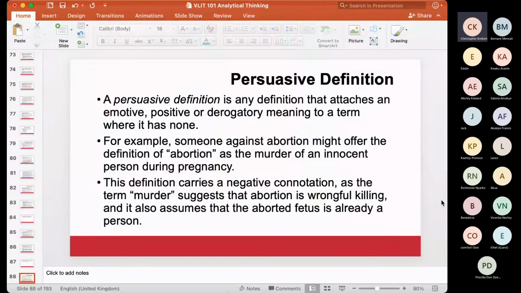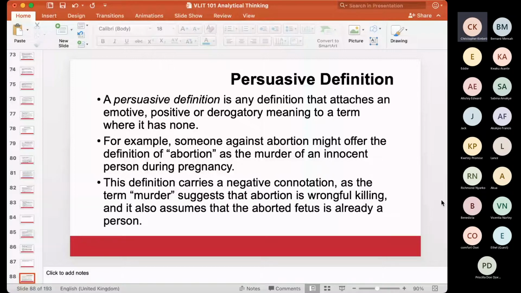They have to be emotional. They are emotive. They are positive or they are derogatory. So once they use them, you see that pro-abortionists will say, hey, you are killing people. So if anybody causes abortion, you have actually killed a human being.